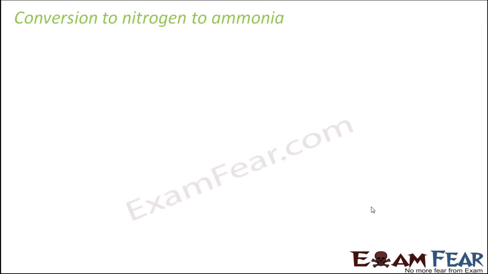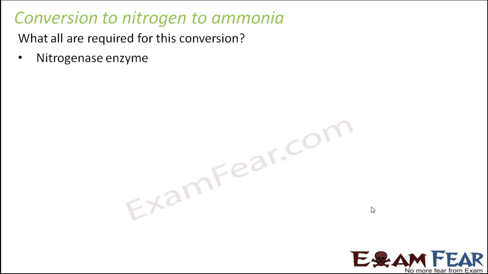So now the nodule is all ready. It has got all the required components. Now the question is, what all are required for this conversion? When I say that the nodule is ready with all the components which are required, we should know what exactly those components are. So what are those components?